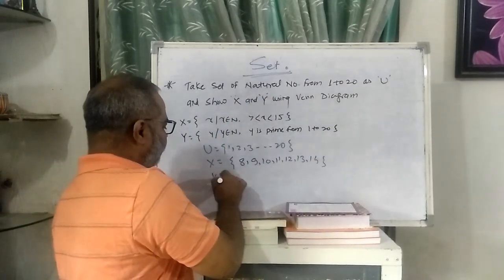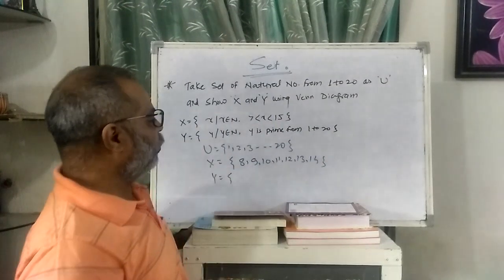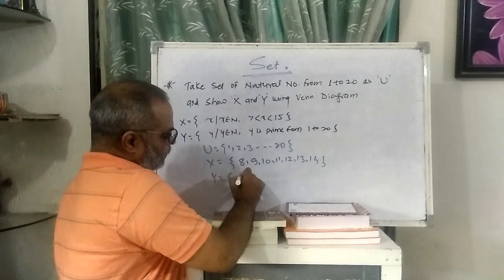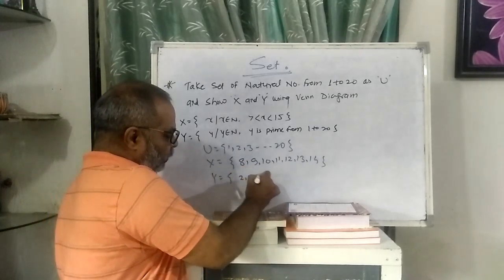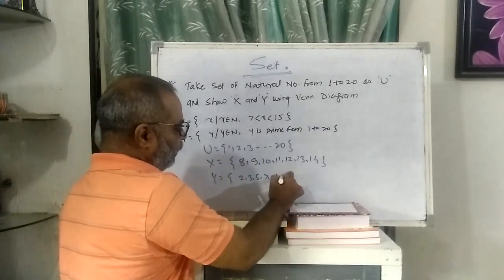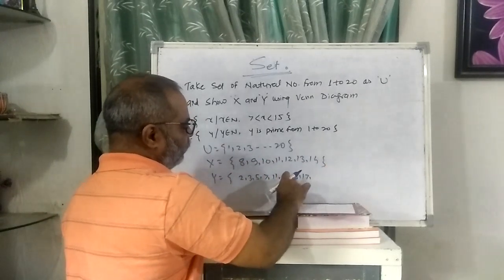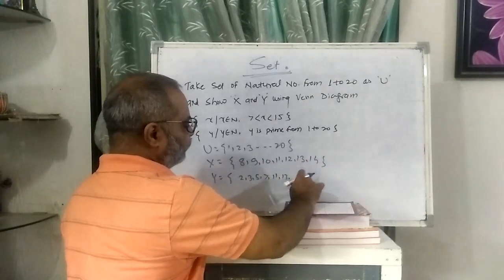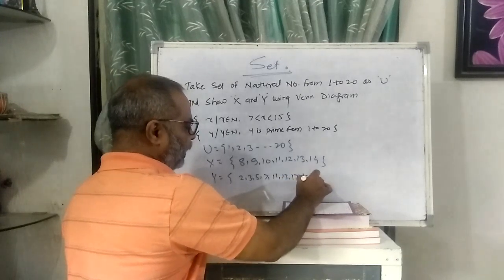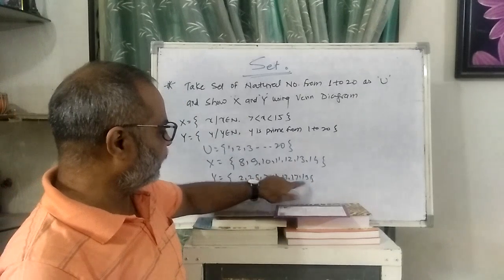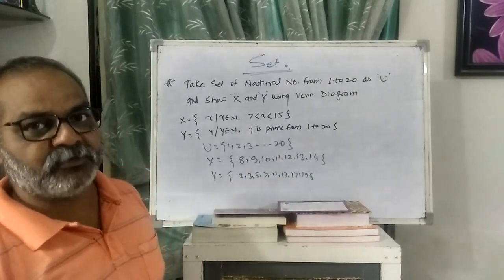Here is Y. Y belongs to N, and Y is a prime from 1 to 20. So which are the primes? Here are 2, 3, 5, 7, 11, 13, 15, 17, sorry, 15 no, 17 and 19. Check it: 2, 3, 5, 7, 11, 13, 17 and 19. These are the prime numbers.